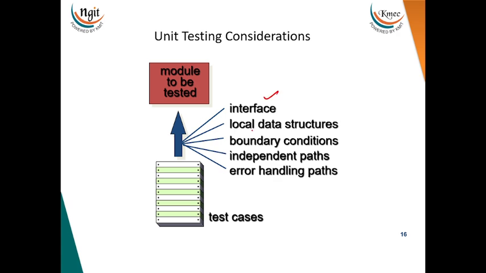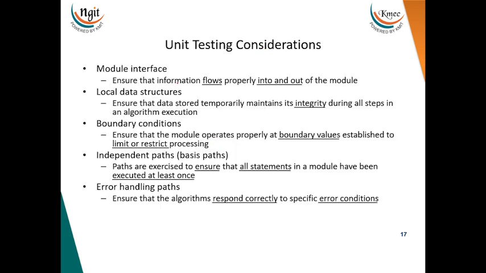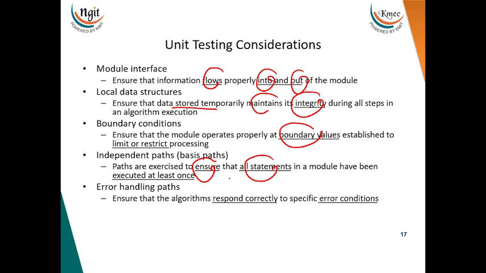Example like this one. A module is there. What is the interface? What is the local data structure? Boundary conditions, independent paths, error handling. This is unit testing, and a small module is available. Based on that, we are going to write test cases. Module interface ensures that information flows properly into and out of the unit. Local data structure ensures data temporarily maintains its integrity during all steps. Boundary conditions ensure the module properly handles boundary values and establishes time limit restrictions. Independent paths ensure that all statements in the module have been executed at least once. Error handling ensures that all algorithms respond properly.